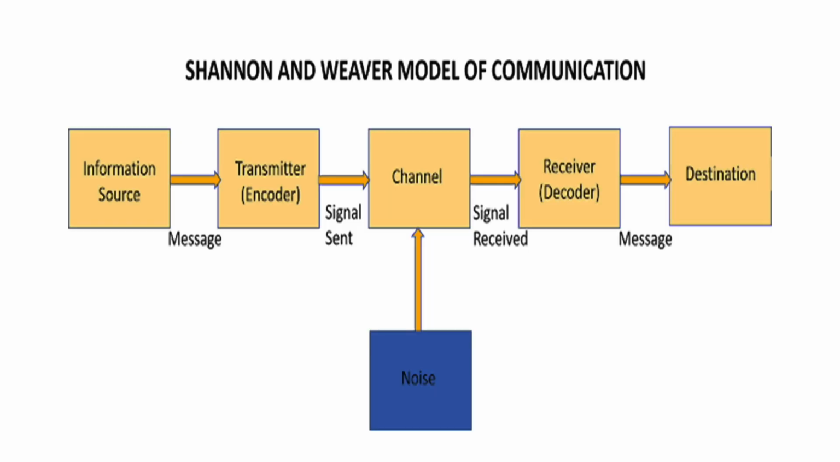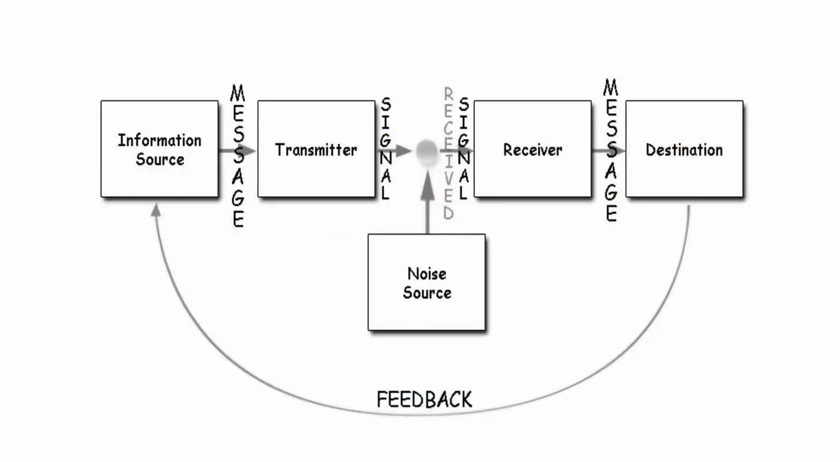Summary. We now have a clear understanding of the basic flow of communication in the Shannon and Weaver model. The sender generates a message. The message is encoded by the transmitter. The encoded message is transmitted through a channel. The receiver decodes the message. The receiver provides feedback to the sender.